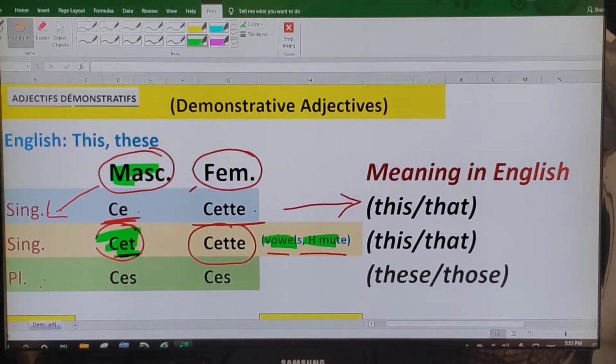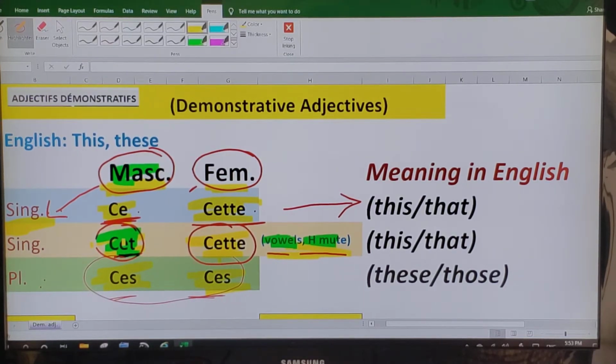Now for nouns which are either masculine plural or feminine plural, we use the word ces. Okay, so I hope it is easy. For masculine singular we use ce, feminine singular we use cette, a masculine singular noun beginning with a vowel or h mute is cet. For feminine it remains the same as cette, and for masculine plural it's ces, and feminine plural is ces too.